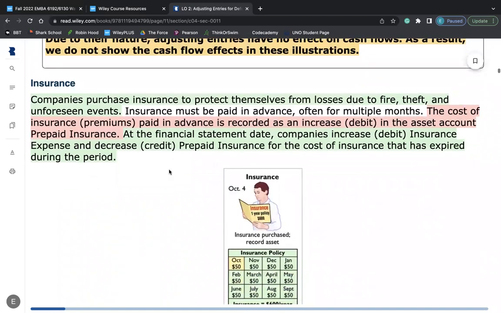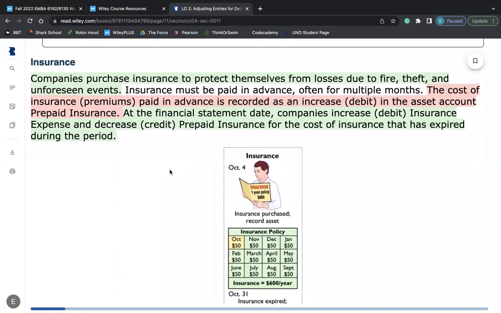But yeah. All right, let's talk about everybody's favorite thing to pay for, insurance. Companies purchase insurance to protect themselves from losses due to fire, theft, and unforeseen events. Insurance must be paid in advance, often for multiple months. The cost of the insurance or premiums paid in advance is recorded as an increase in the asset account, prepaid insurance. At the financial statement date, companies increase or debit insurance expense and decrease or credit prepaid insurance for the cost of insurance that has expired during the period.